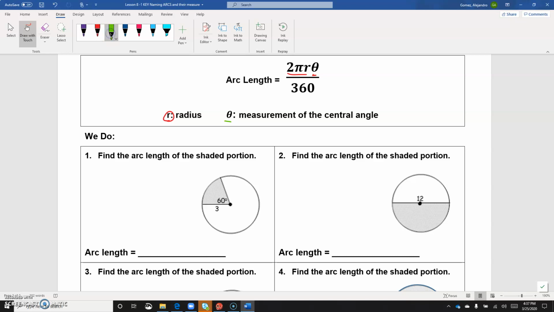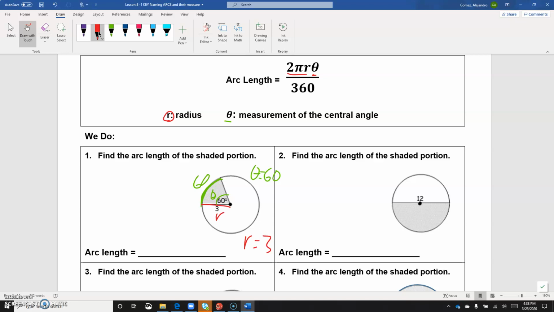So number 1. Here we need to figure out what the central angle is. The central angle is going to be 60. So then we know that our arc length, which is this arc right here, is going to be 60. And this is going to be our theta. Now, look at what the question asks for. Find the arc length of the shaded portion. So I'm looking for this green line right here. So I know that theta is going to be 60 and that r is going to be 3. Now, the radius is 3 and the theta is 60.